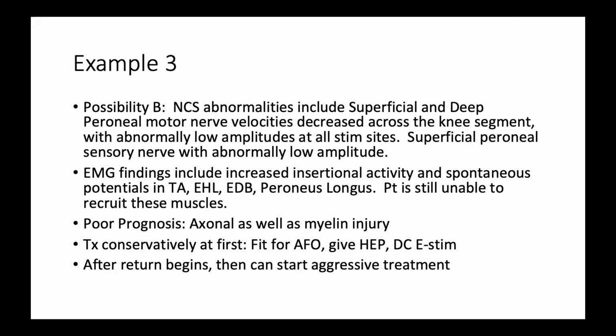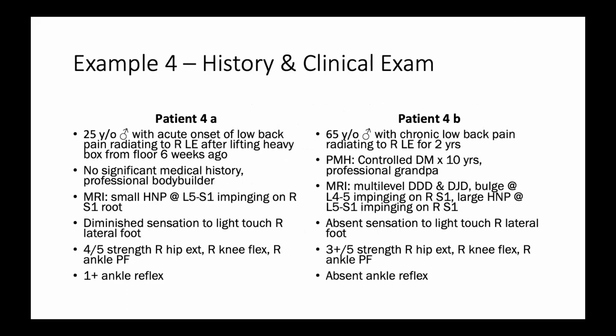All right. So we'll go on to case 4. This is the most interesting case in my opinion. We had 2 different patients with 2 similar types of presentations. One was a 25-year-old male with a history of acute onset of low back pain, radiating to the right lower extremity after lifting a heavy box from the floor 6 weeks ago. He has no medical history, and he's a professional bodybuilder. The MRI showed a small herniation at L5-S1 that was impinging on the right S1 nerve root.